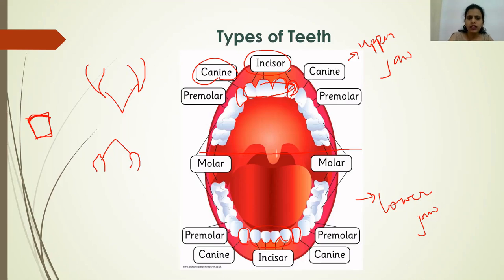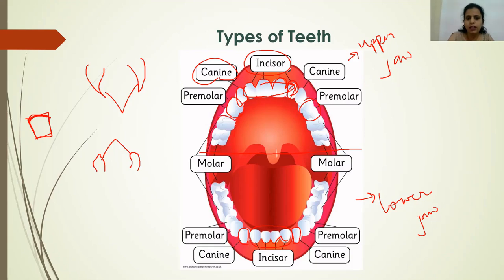in our mouth. And next to the canine we have the premolars. If you see here in the picture, in one jaw we have a total of 4 premolars. So altogether in the mouth we have 8 premolars. Understood? And next to the premolars we have molar teeth.